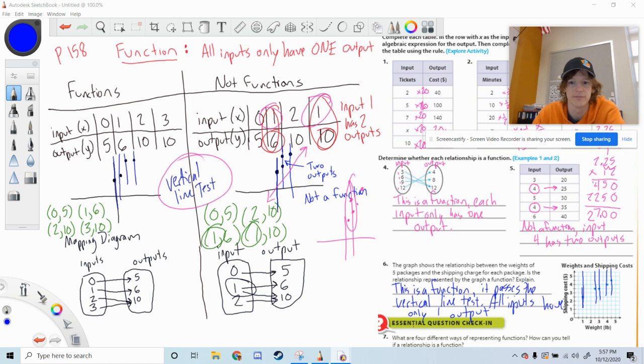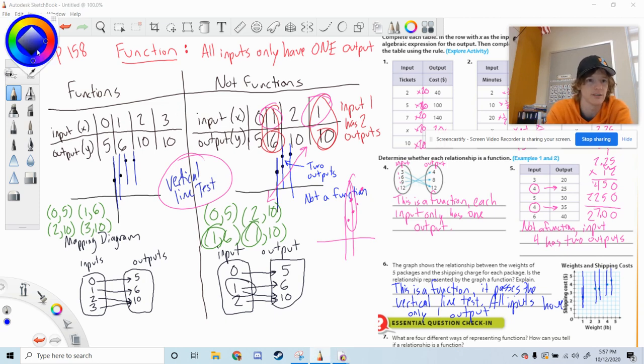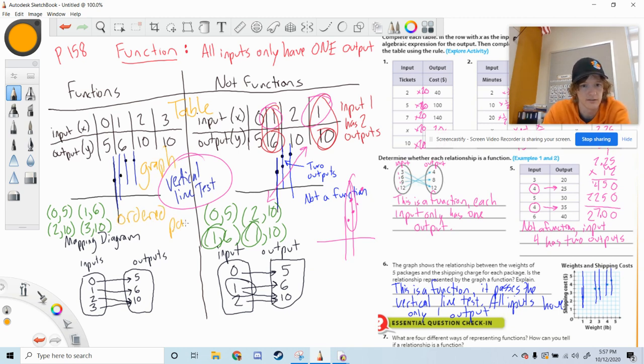All right. Number 7, I'm probably going to have you do this one on your own, but I've really already answered it for you. So what are the 4 different ways of representing functions, and how can you tell if the relationship is a function? Well, one way, here, let me get another color so it's easy. You can see what I'm talking about. One here was a table. One was a graph. One is ordered pairs. And the last one is a mapping diagram.